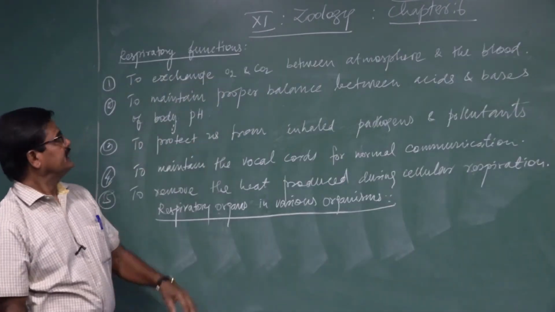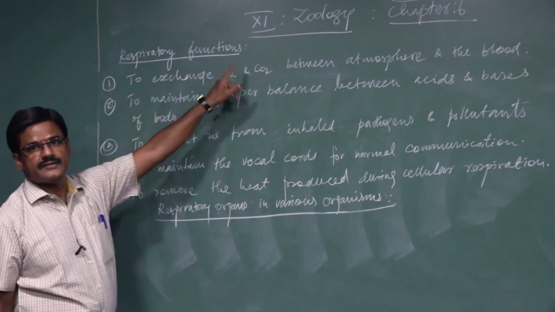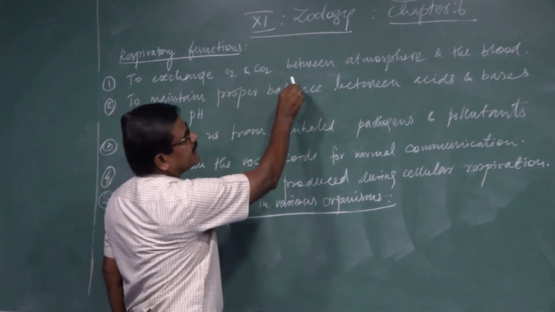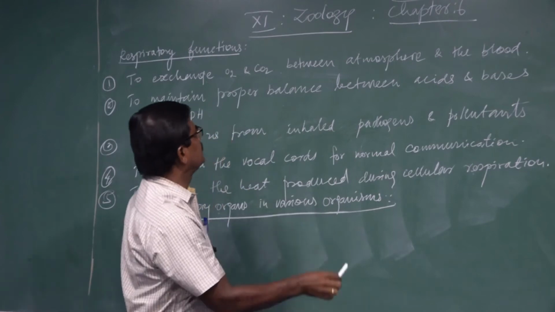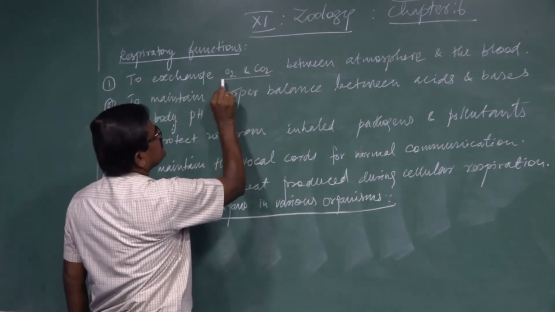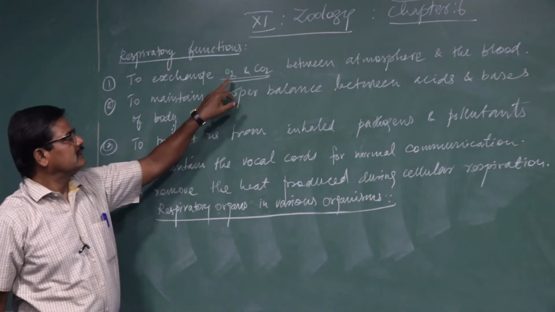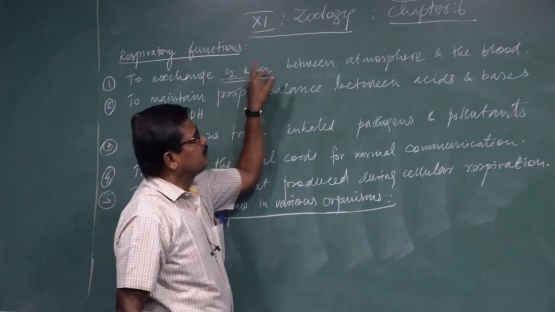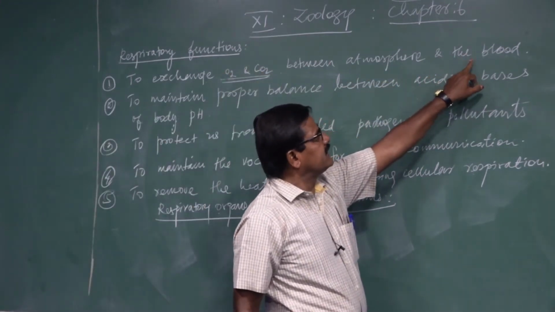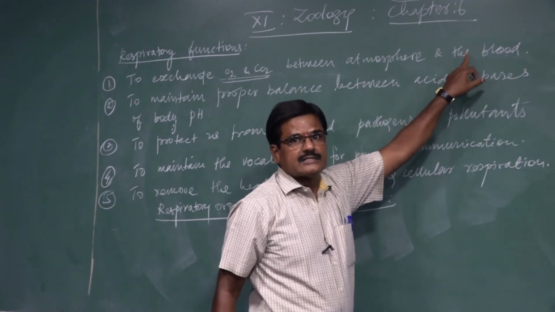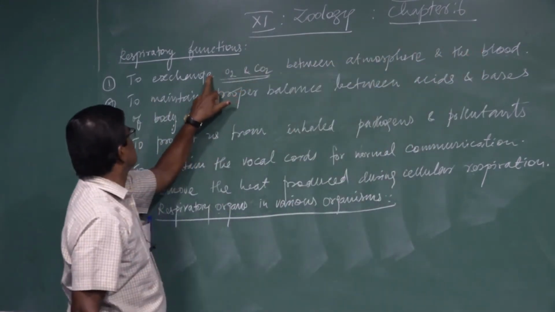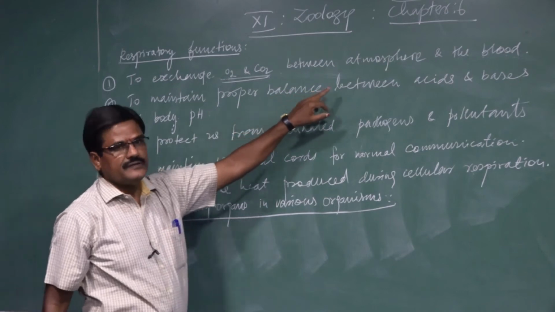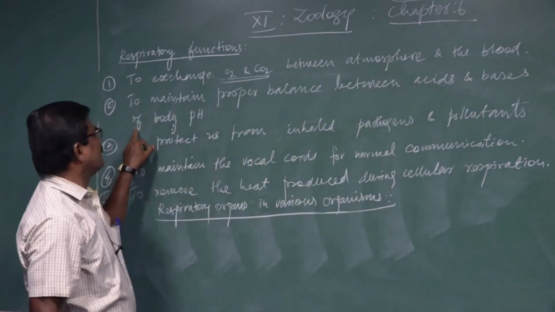Respiratory functions is a 5-mark question. Write down the respiratory functions. The first is the exchange of oxygen and carbon dioxide between the atmosphere and the blood. The oxygen present in the atmosphere enters into the blood, and the carbon dioxide present in the blood is expelled to the environment. The second function is to maintain proper balance between acids and bases of the body pH.